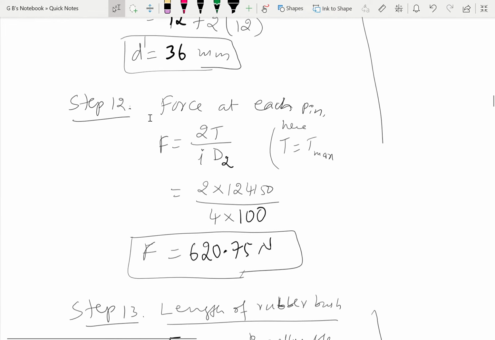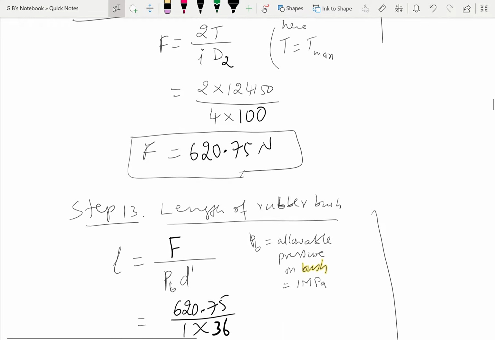Step 12, force at each pin. F is equal to 2 times torque divided by i into D2. So here torque is a maximum torque we need to consider, T maximum only we have to consider. So after substituting the values and simplifying, we get force F is equal to 620.75 Newton.